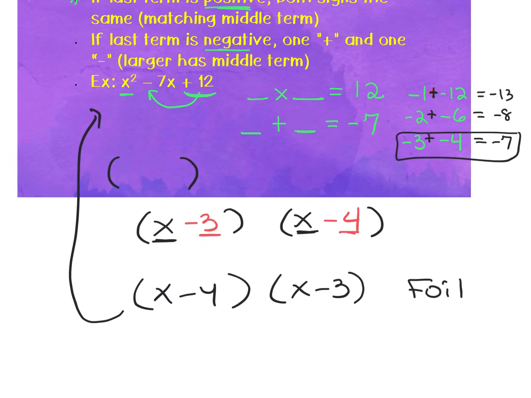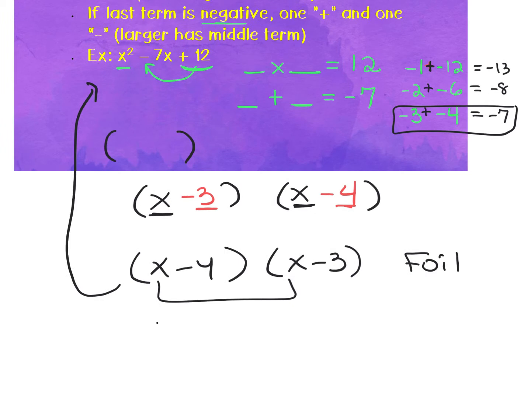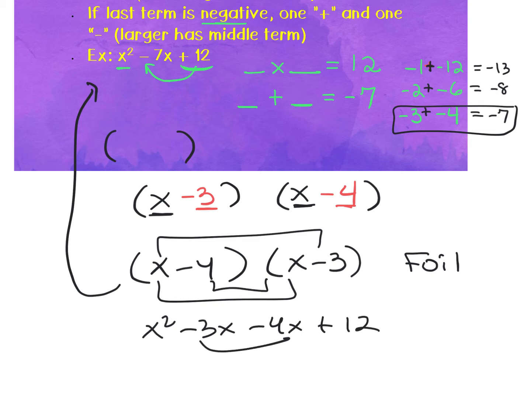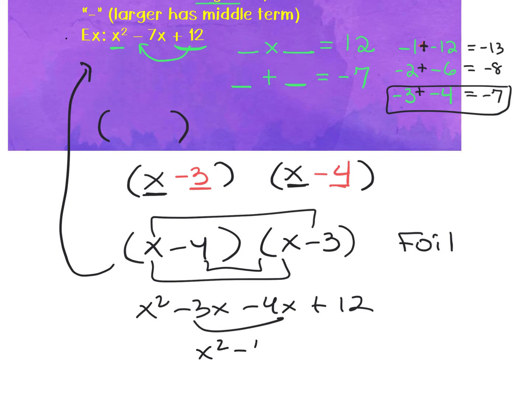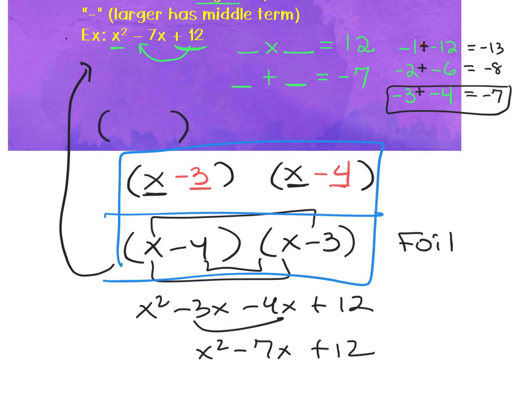So I could do a quick check here. X times x is x squared. Outside gives me negative 3x. Inside negative 4x. Add, multiply the end. Add the middle. And it did go back to my original problem. So the correct answer here is either one of these. And again, the order that you write the two binomials doesn't matter.